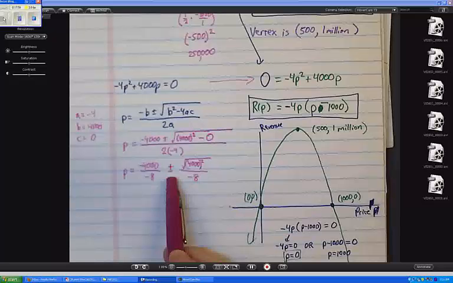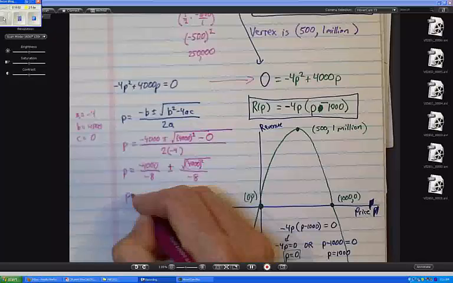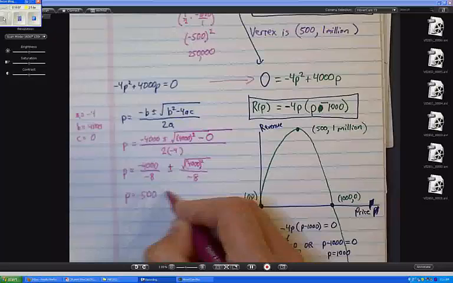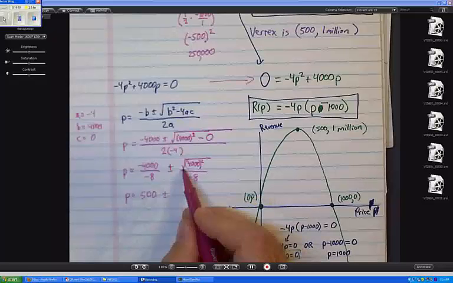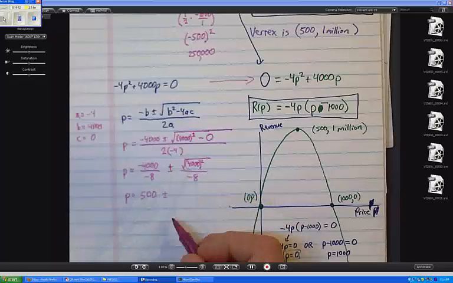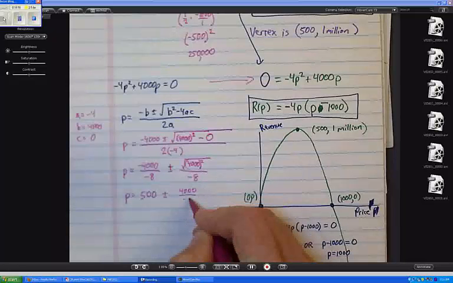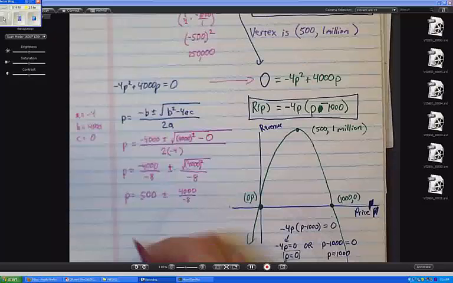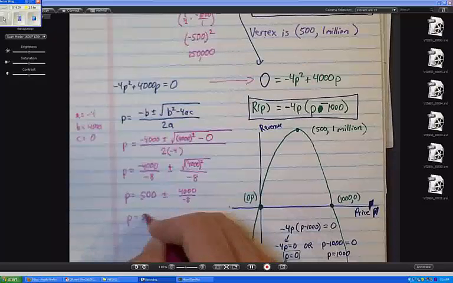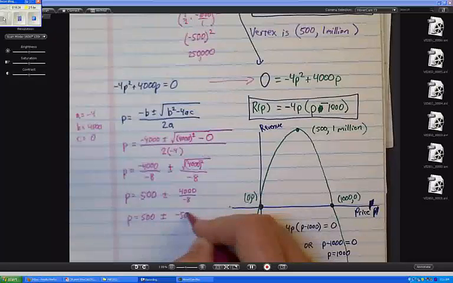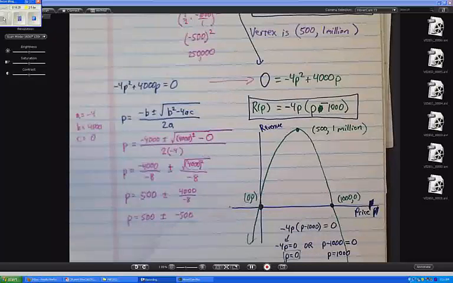The minus. So let's see, I get P equals 40 divided by 8 is 5. So this is 500 plus or minus. Now what's the square root of 4,000 squared? 4,000 over negative 8. So you know what you get? You get P equals 500 plus or minus negative 500. Okay. What are the 2 answers you get?